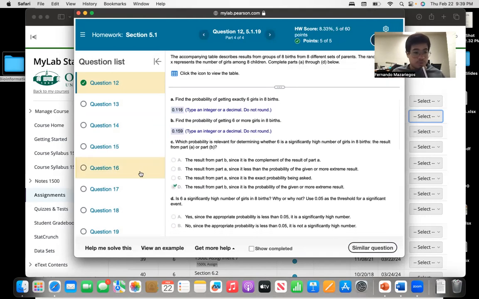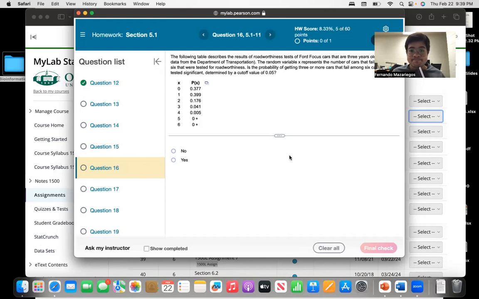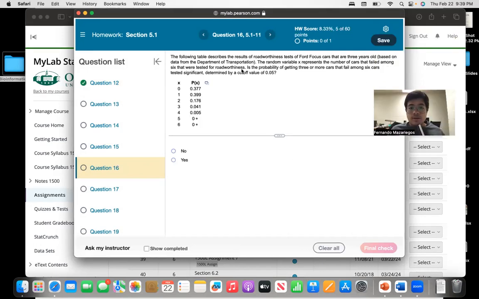Good. I also want to show you question 16. The following table describes the results of roadworthiness tests of Ford Focus cars that are 3 years old, based on data from the Department of Transportation. The random variable X represents the number of cars that fail among 6 that were tested for roadworthiness. Is the probability of getting 3 or more cars that fail among 6 cars tested significant, determined by a cutoff value of 0.05? So we either answer yes or no.